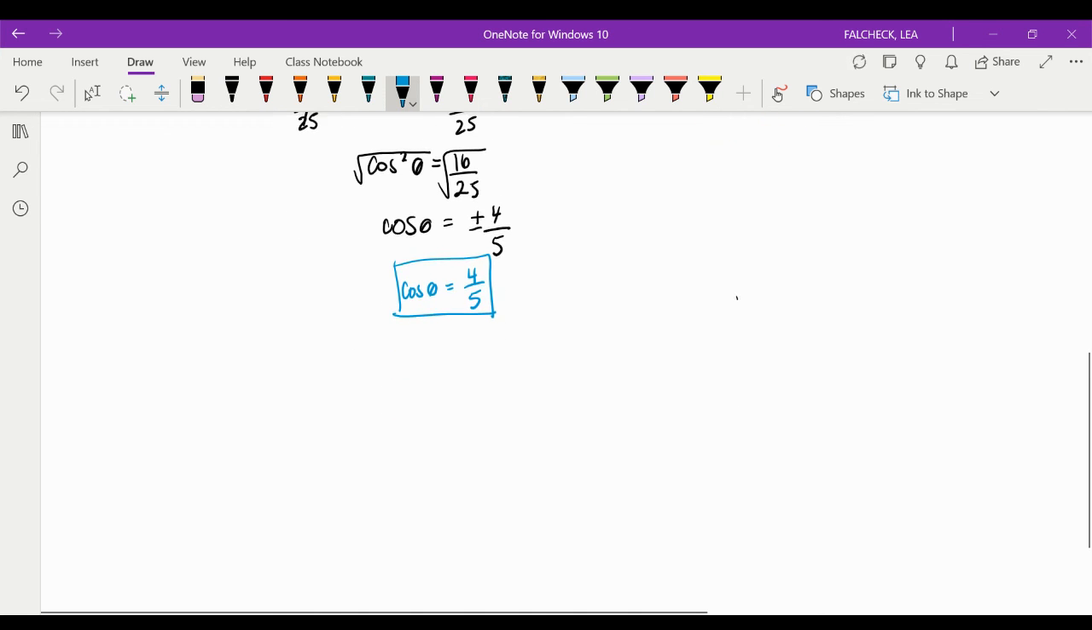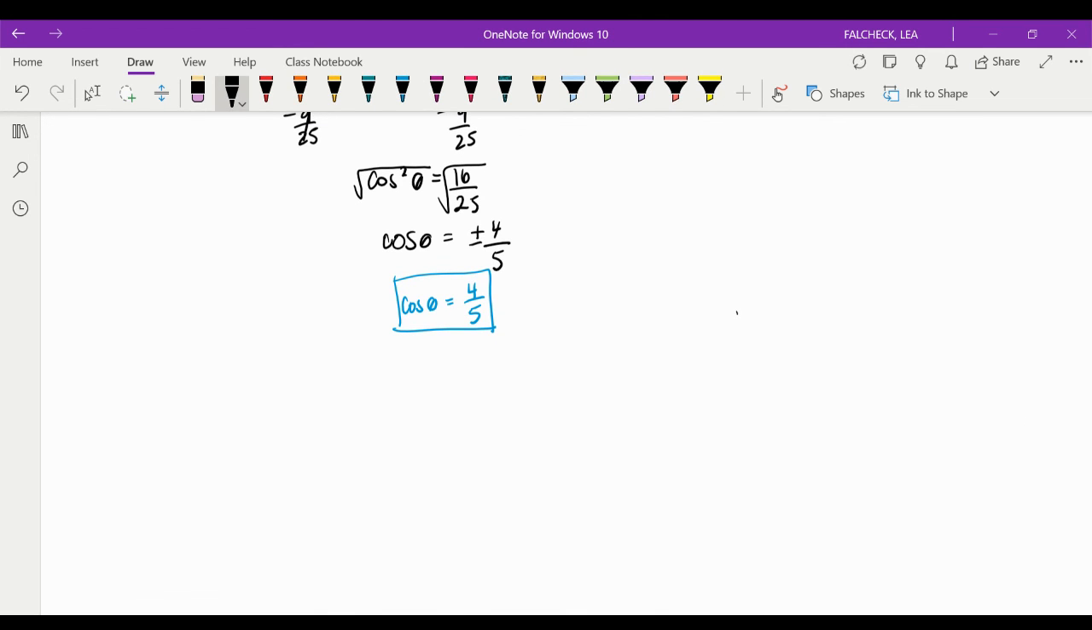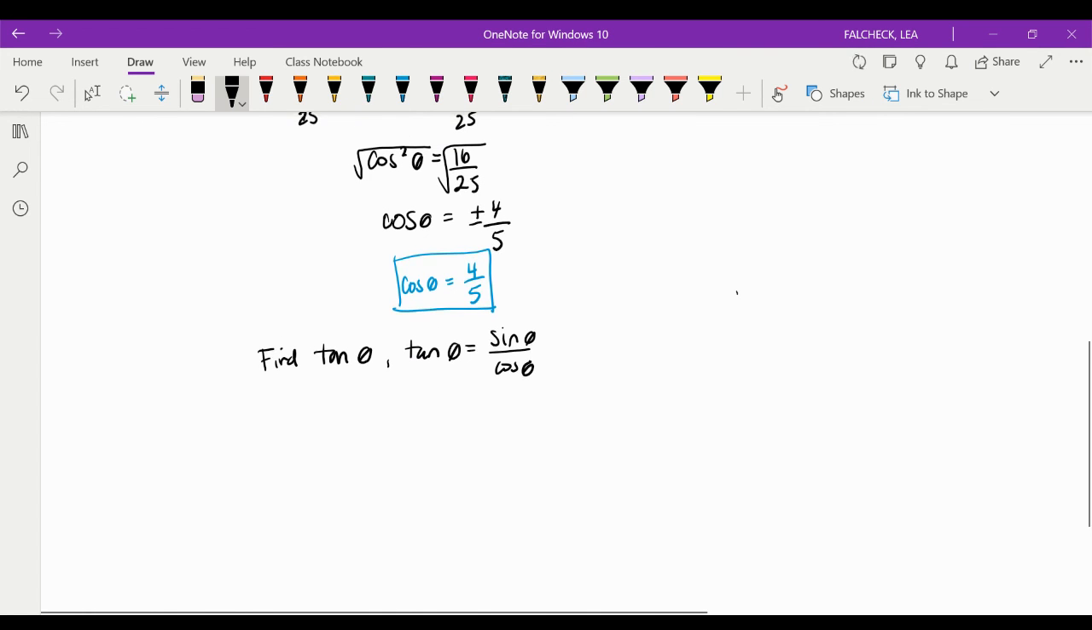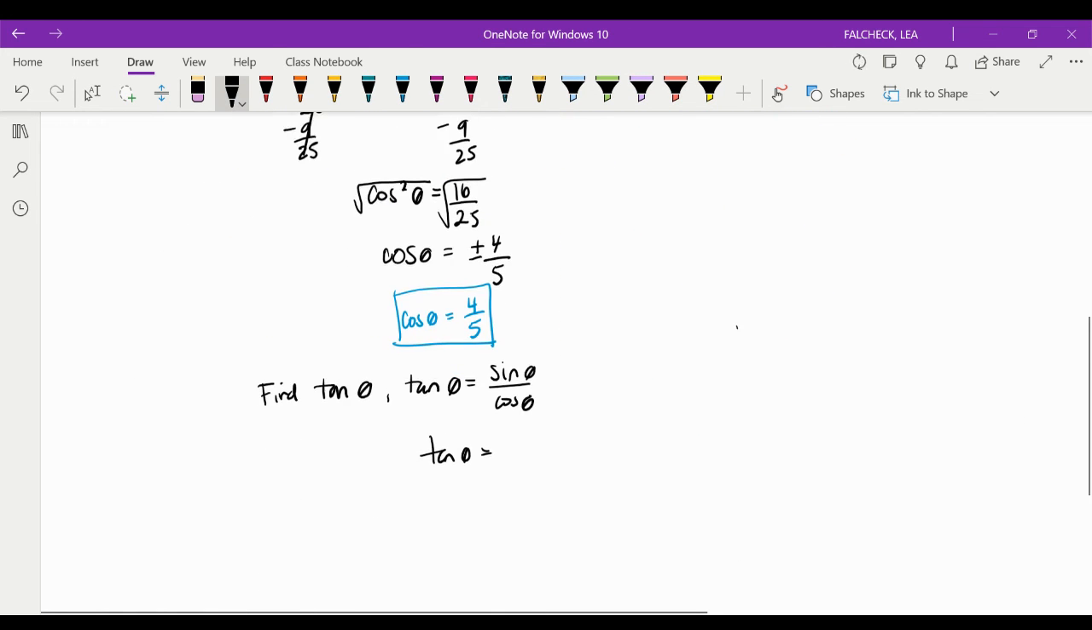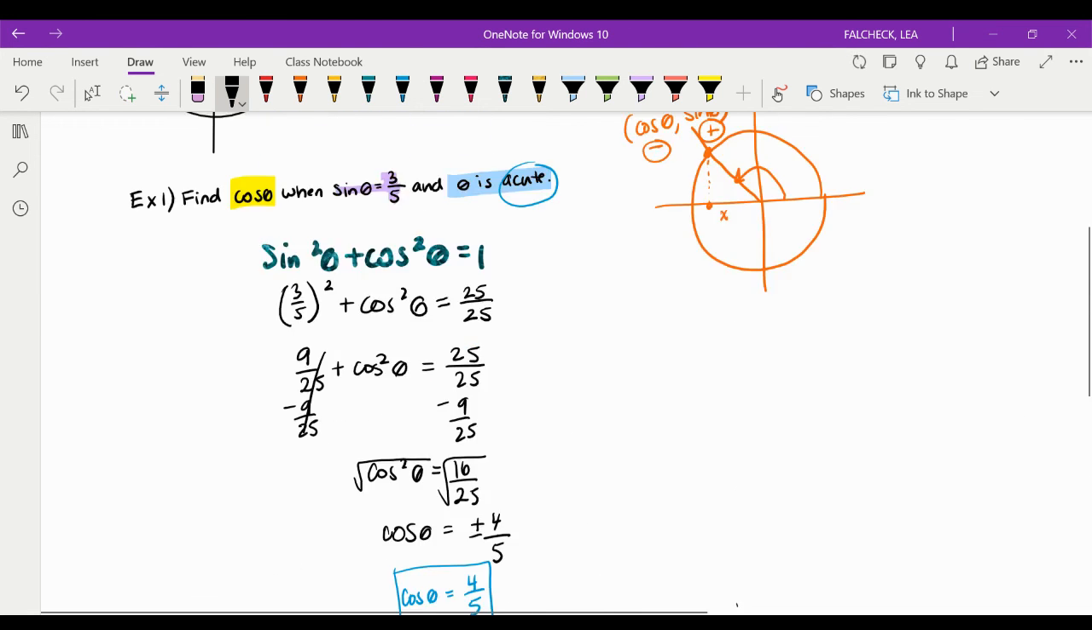Okay. An extension here could be to find maybe the tangent of theta, from this information, right? Well, we know that tangent of theta is sine of theta over cosine of theta. So if they were asking me about tangent, I would just sub in: tangent of theta equals, sine of theta was 3/5, and the cosine of theta was 4/5. If we're dividing by the same number on the top and the bottom, we can get rid of it, and we would just have the tangent of theta is 3/4.